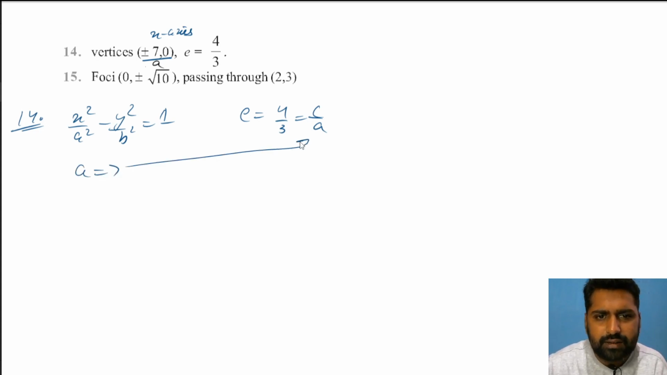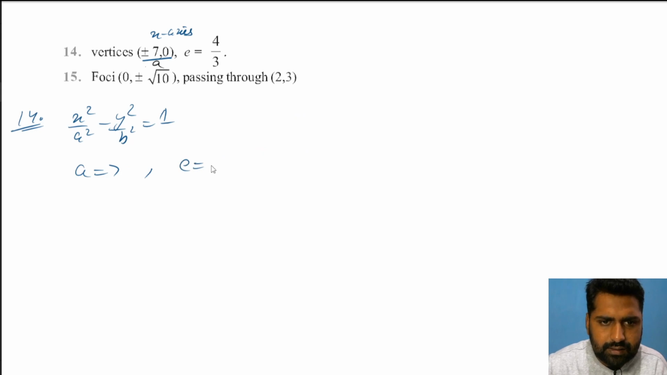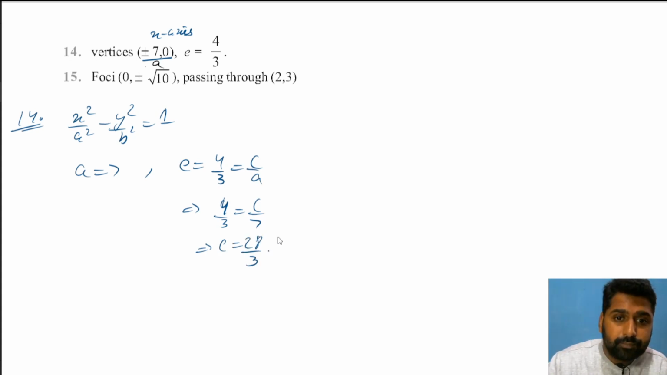Put the value of a here, or let's rewrite the conditions. A is 7 and e is 4 by 3, that's c by a. If we further solve this, 4 by 3 is equal to c by 7. So c is coming fraction 28 by 3. Weird value, but anyway, we got this as a value.